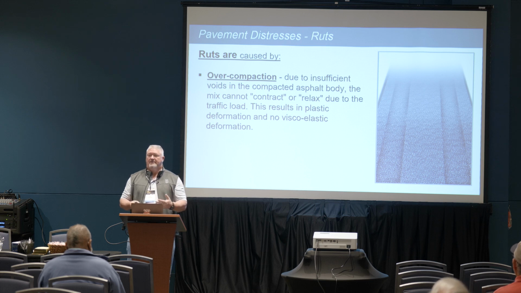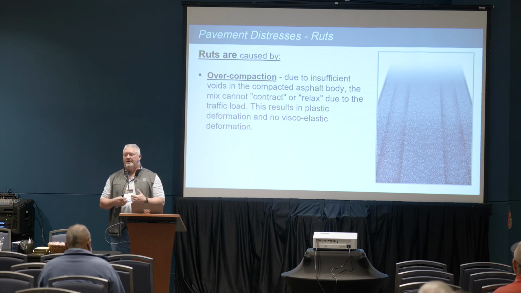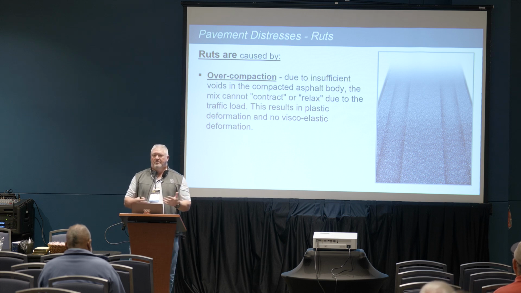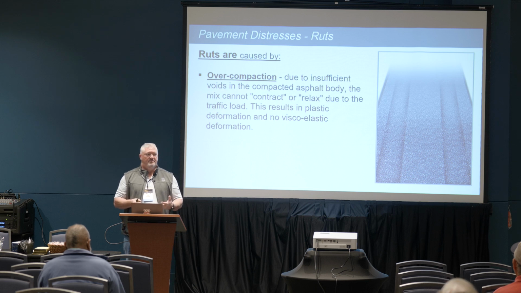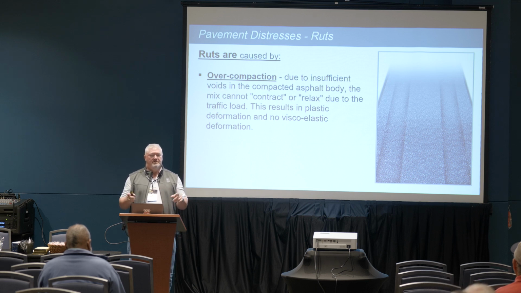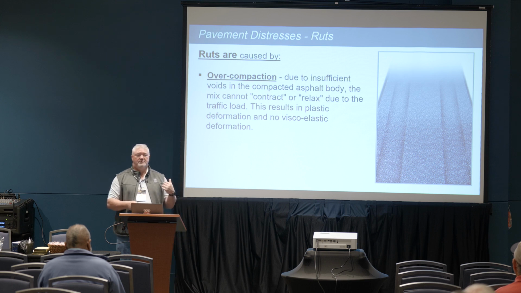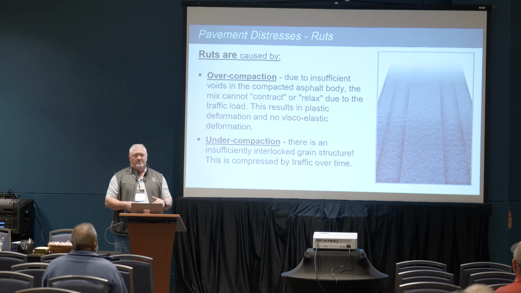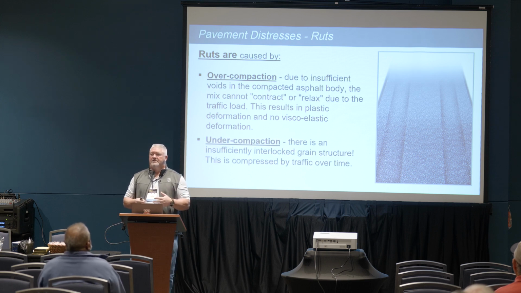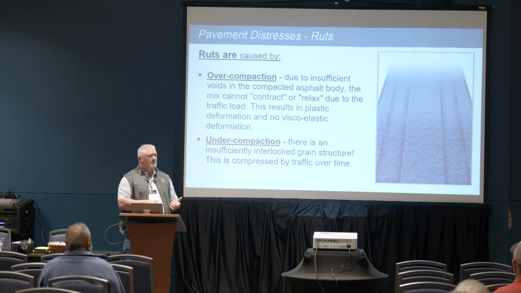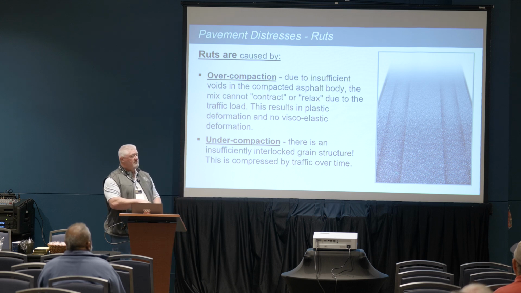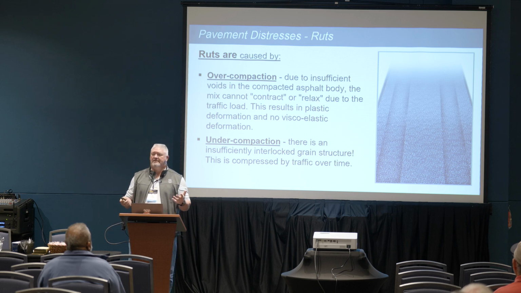So if we overcompact and we get less than the void content we're looking for, the oil doesn't have any resistance or stability as far as retaining any kind of strength. So it's going to flow out from underneath where the wheels are and create ruts. If we undercompact and we don't get enough compaction, traffic's going to do that compacting for us. Where that becomes a problem is when it rains and they fill up with water, now we're going to have hydroplaning.